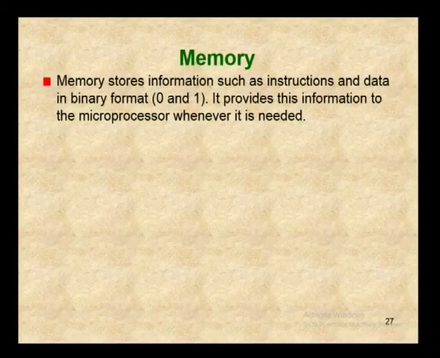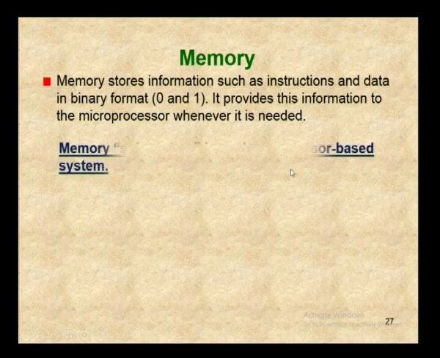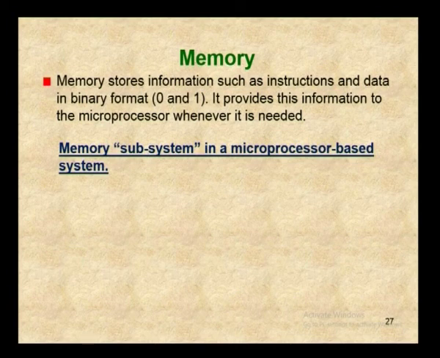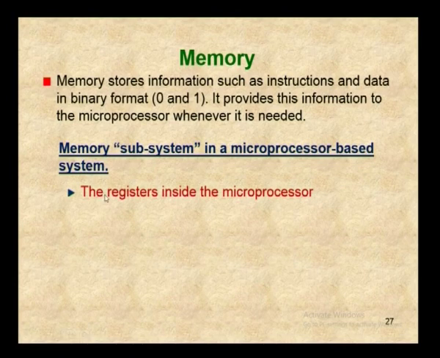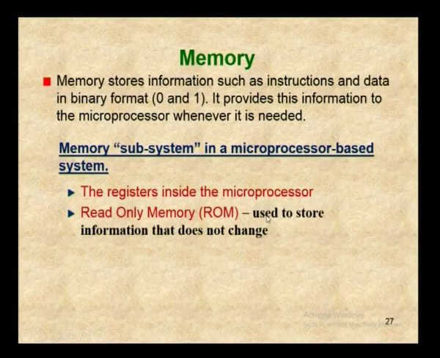Now let us see what is meant by memory. Memory stores information in binary form, that is, in zeros and ones. This is the one that gives data to the microprocessor. A microprocessor uses different types of memory. Memory is a general term, but in the processor we will go in depth. So what are the types of memory used in a microprocessor based system? The registers in the microprocessor are also basically memories. A small number of registers will be there.